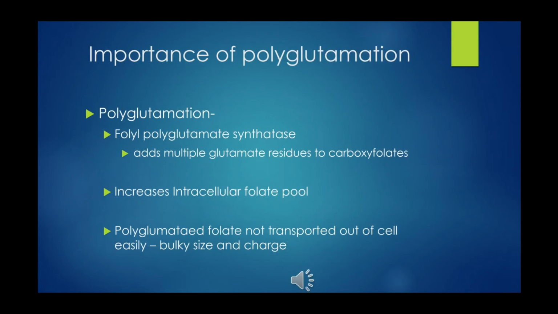To understand the further mechanism of action of methotrexate, we need to understand the importance of polyglutamation. The enzyme polyglutamate synthetase adds multiple glutamate residues to carboxyfolates, which increases the intracellular folate pool. As this occurs, there will be accumulation of a lot of folates in the cell, and they will not be excreted out of the cell due to their bulky size and their charge.